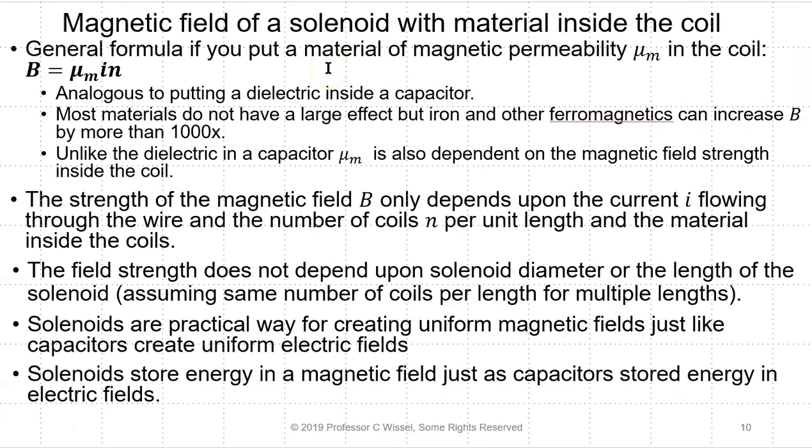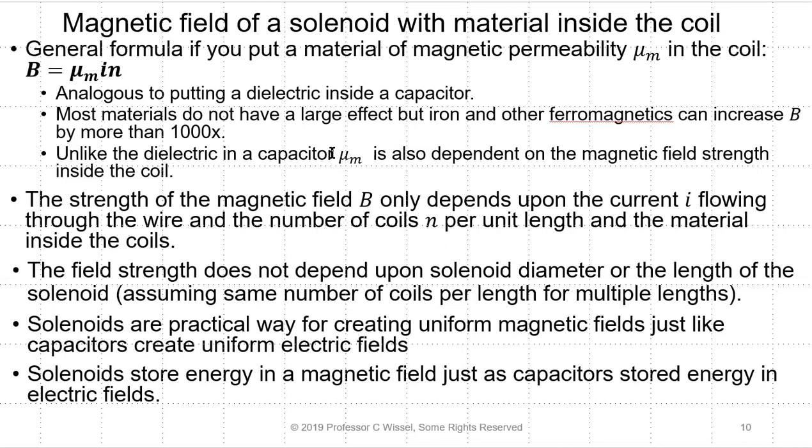Okay, the magnetic field of a solenoid with material inside of its coil. The general formula, if you put a material of magnetic permeability mu m inside the coil, is that B equals mu m times I times n. This is like putting a dielectric inside of a capacitor. Most materials don't have much of an effect, but iron and other ferromagnetic types can increase B by more than 1,000 times. Now remember, the diamagnetic material didn't do much more than 300.